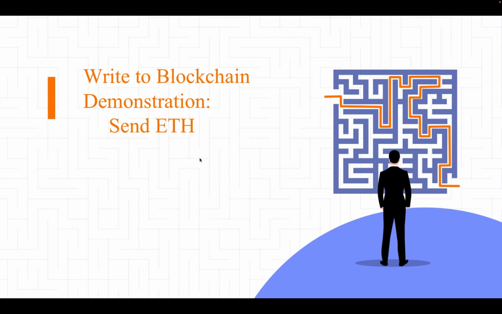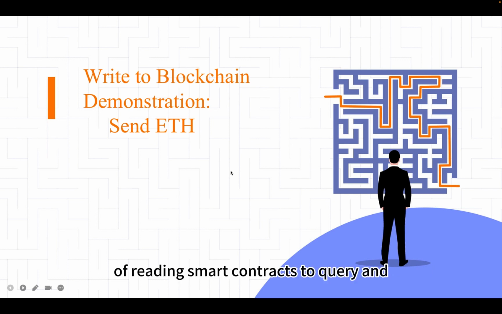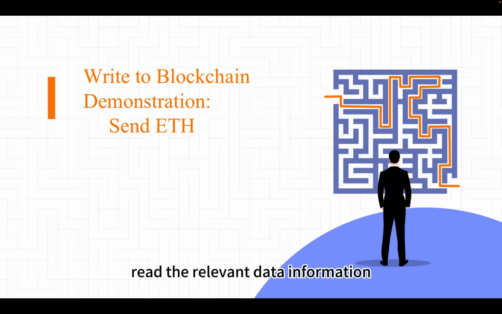Hello everyone. In the previous lesson, we learned about the method of reading smart contracts to query and read the relevant data information stored on the blockchain. This operation is usually to obtain the necessary data as a reference for business processing. Since reading a smart contract does not make any changes to the blockchain, there is no Ethereum gas to pay.